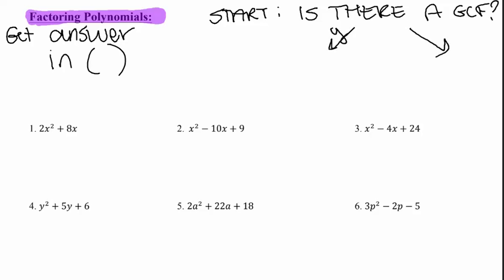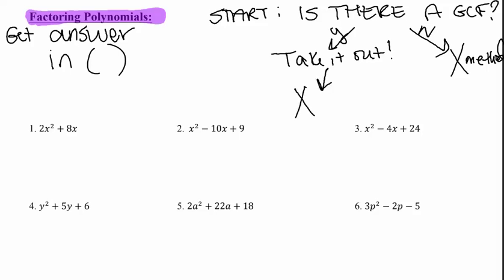You can either say yes, there is, or no, there's not. If there is, you're going to take it out. How you take it out is you just divide every term by that GCF, and then you stick it on the outside of the parentheses. If you say no, then you're going to do what we call the X method, which you all start to remember very quickly. If you say yes, there is a GCF, you're going to take it out, and then you have to go one step further and do the X method again.